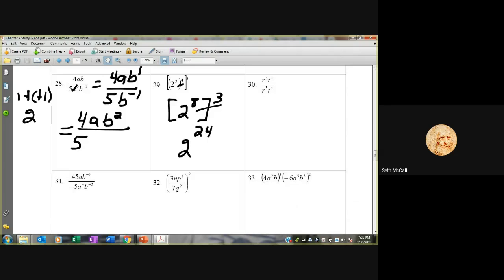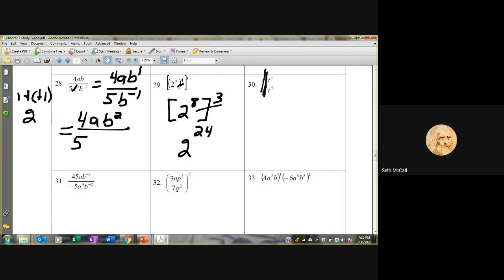All right, number 30, if you look at, again, we're dealing with a fraction. So if you look at the numerator, nothing to simplify. Look at the denominator. There's still nothing to simplify. Okay, now we're going to look at what we have. We have an r to the third on top and an r to the third on the bottom. So anytime you have the exact same thing on the top and the bottom, you can actually cancel those out.